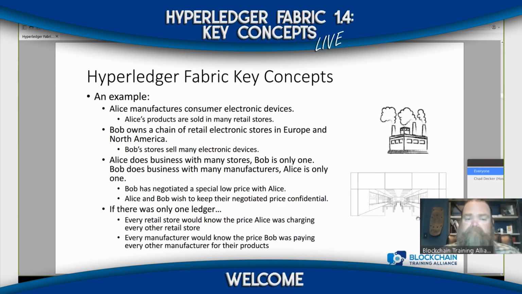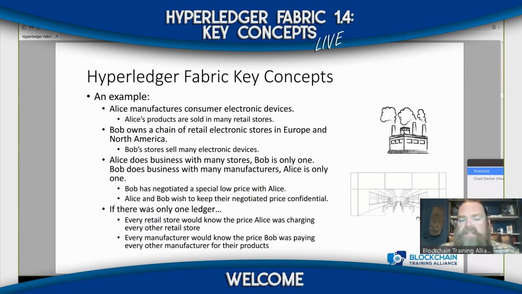Now, Alice does business with many different retailers. Bob is just one. Bob does business with many different manufacturers. Alice is just one. But Alice and Bob together have negotiated a very special low price. Bob is a very good negotiator. And so he's negotiated a much lower price from Alice than most other retailers get.